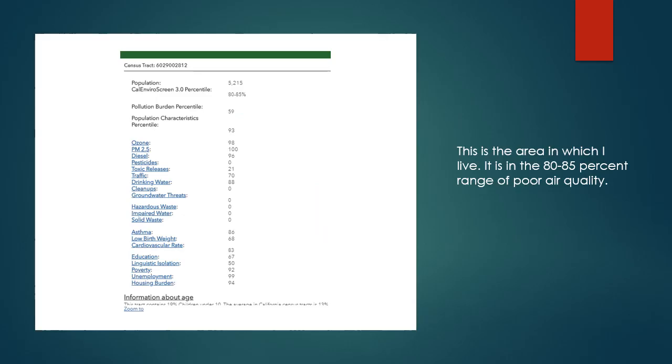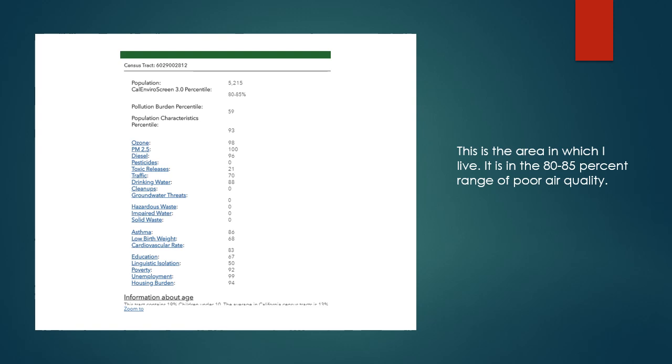I looked at the area where I stay and it is listed 80 to 85% range of air quality, which is pretty bad. Now looking at the census tract, we can see detailed information contributing to that air quality rating. Ozone is at 98% and diesel is at 96%. We mentioned both of those previously.